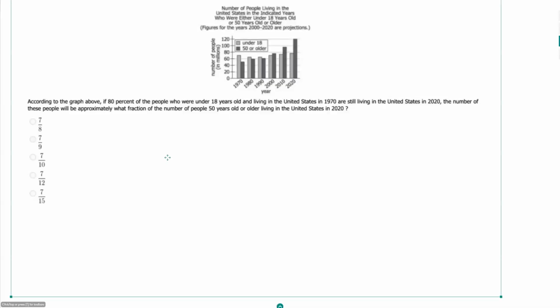According to the graph above, if 80% of the people who were under 18 years old and living in the United States in 1970 are still living in the United States in 2020, the number of these people will be approximately what fraction of the number of people 50 years old or older living in the United States in 2020? So what is this? This looks like an integrated reasoning question.